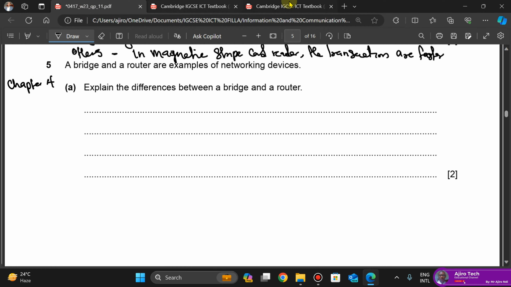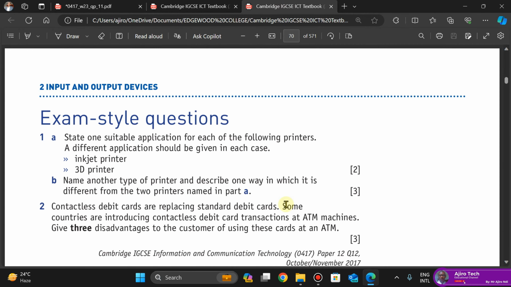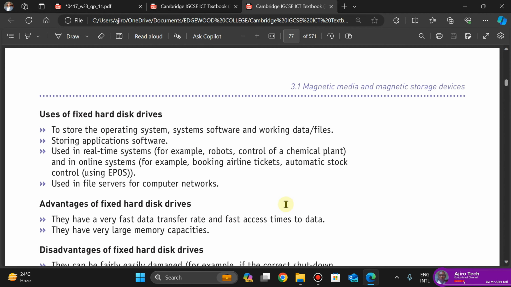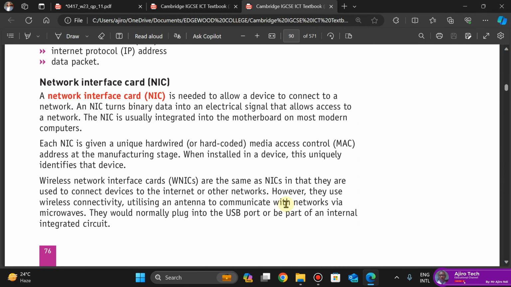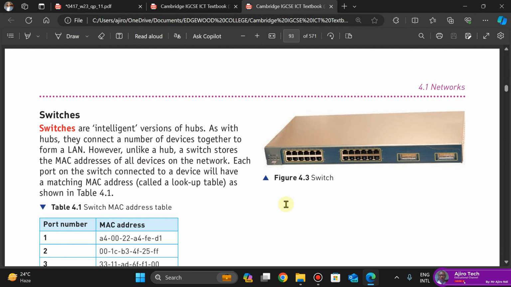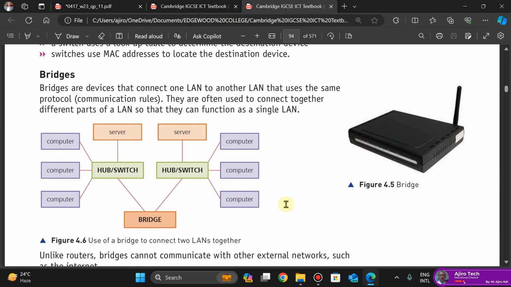Now let me show you what I'm talking about. Chapter 4. Look at it right here. Yes, this is the bridge. What the bridge does is a device that connects multiple LANs to another LAN using the same protocol. They are also used to connect different parts of a LAN to act as one single LAN. So that's 2 points there.